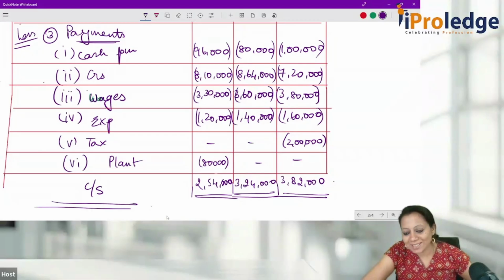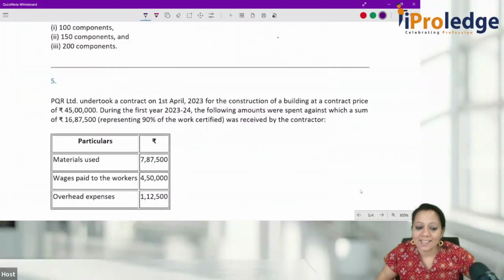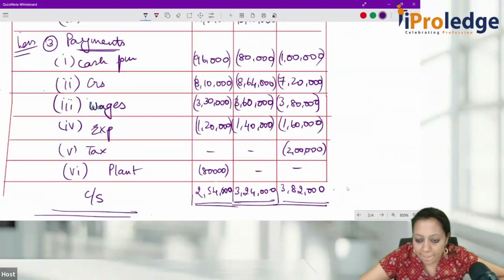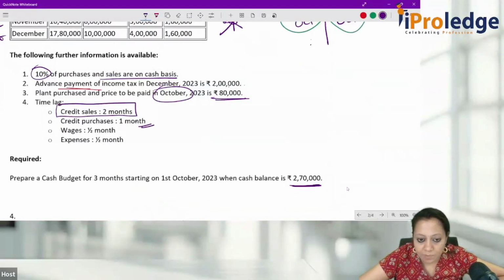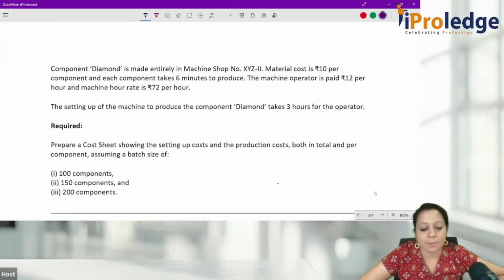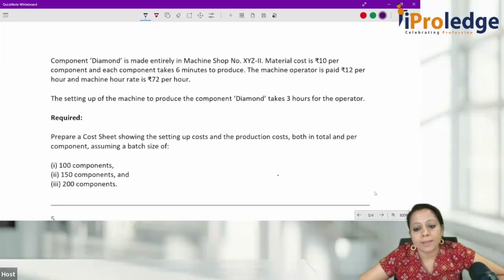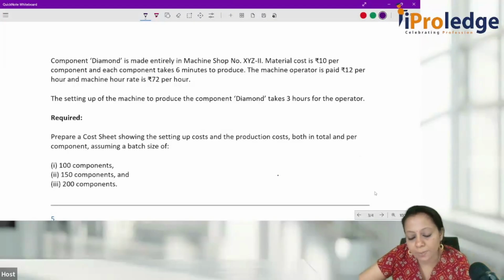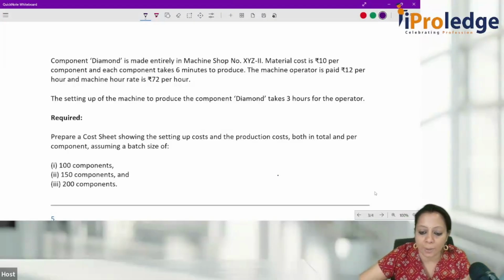Last problem we will do and then we will discuss. Component diamond, this is also a past exam question, June question only. Component diamond is made entirely in machine shop XYZ. Material cost is 10 per component and each component takes 6 minutes to produce. The machine operator is paid at rupees 12 per hour and machine hour rate is rupees 72 per hour. The setting up of the machine takes 3 hours for the operator.